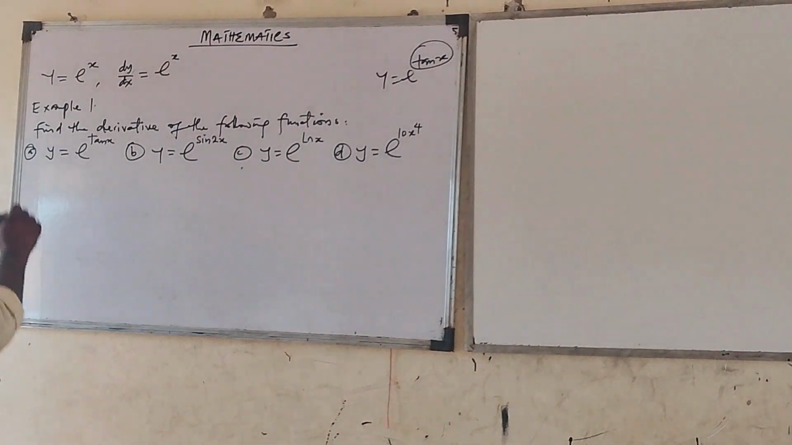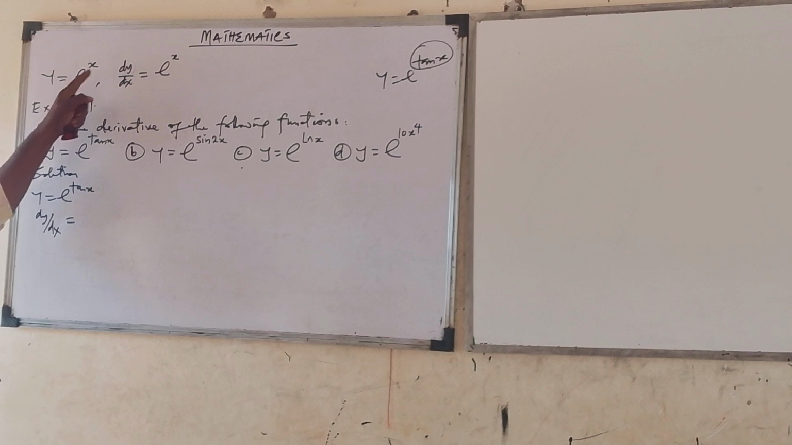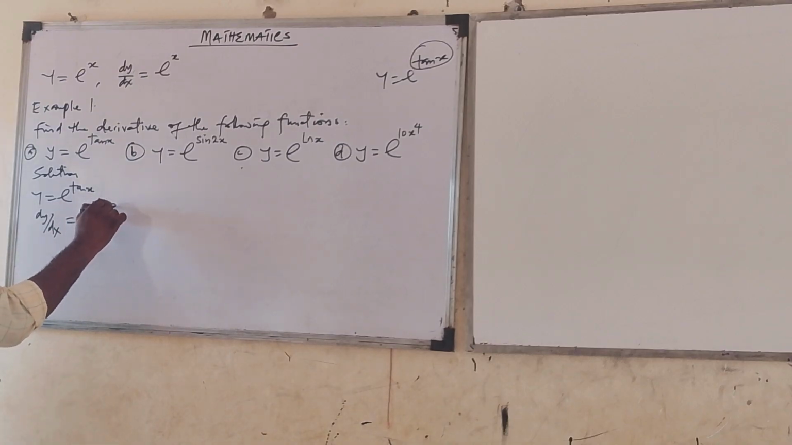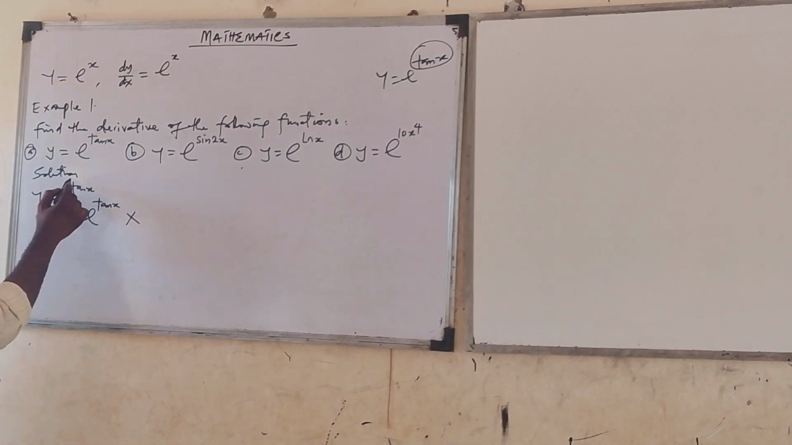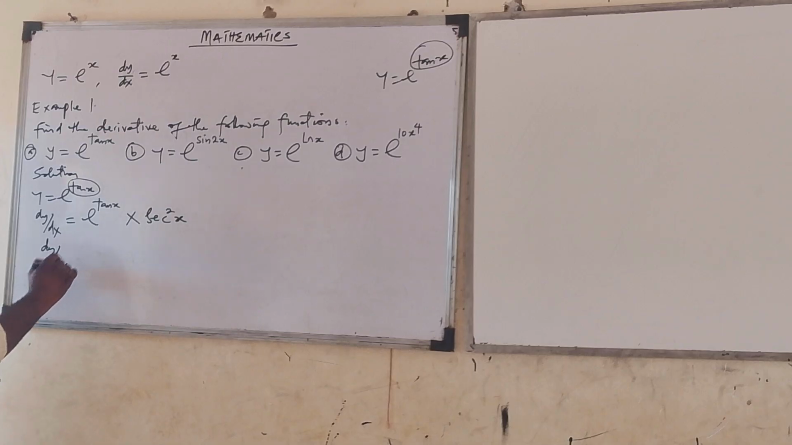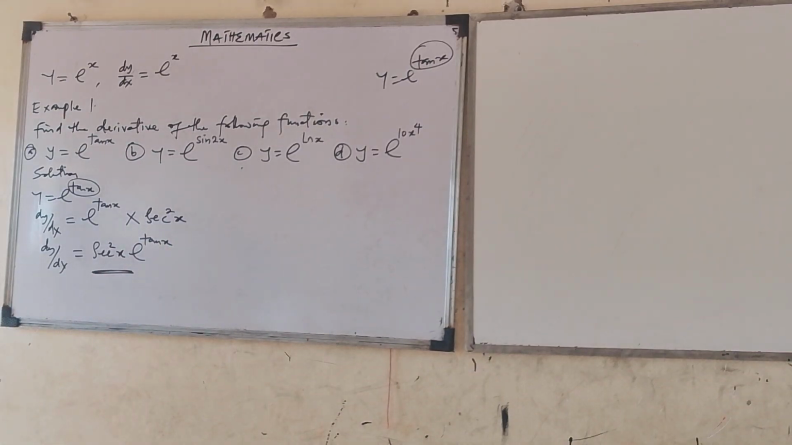Now, solution. If y is equal to e raised to the power of tan x, dy over dx. Now, remember we said when you differentiate e power x, it gives you e power x. So here, we are differentiating e raised to the power of tan x. So you differentiate this, it gives e raised to the power of tan x, then you multiply it by the derivative of this function. And of course, when you differentiate tan x, it gives sec squared x. So it means dy over dx will be equal to sec squared x, then e raised to the power of tan x. That is dy over dx.